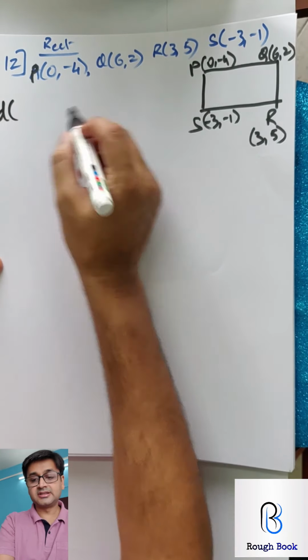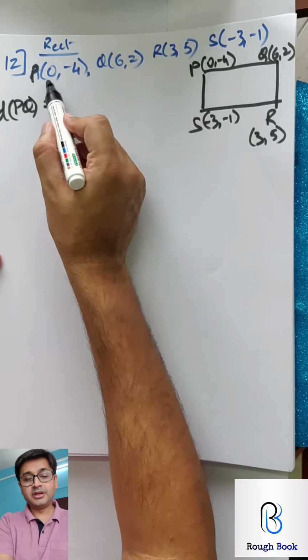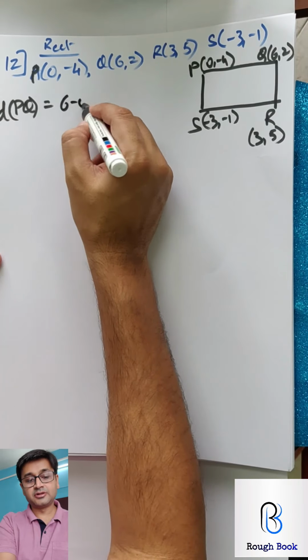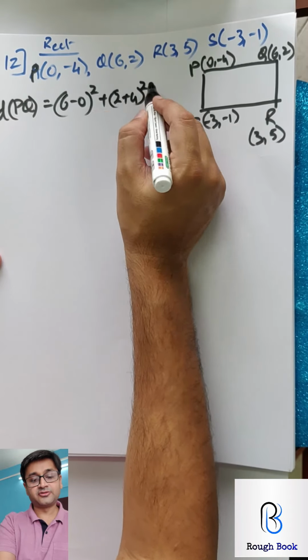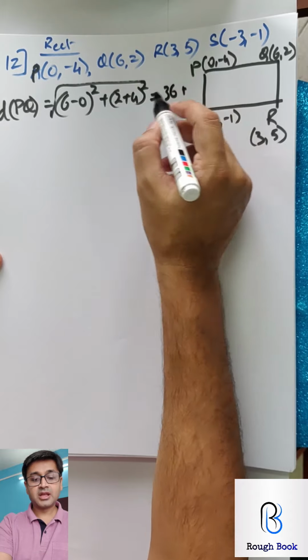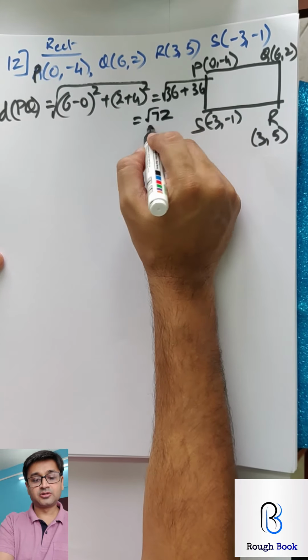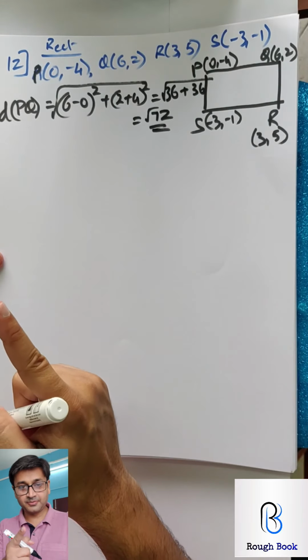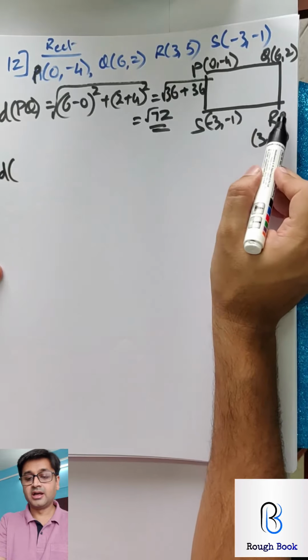So first one, distance PQ. If you are finding distance PQ, P and Q, so (6 minus 0) square plus (2 minus minus 4), so 2 plus 4, square under the root. So that will be 6 square 36 plus 6 square again 36. So I shall get this as root 72. Did you get the same? Yeah, that means you've paused your video and you're copying. Cheaters. Come on, go ahead.